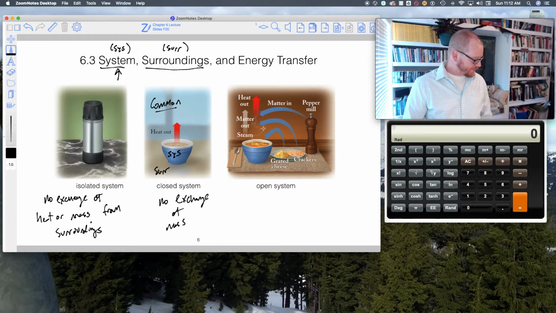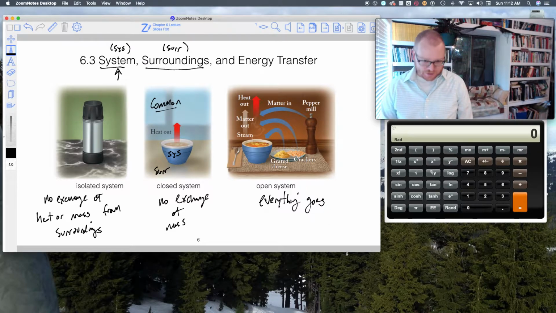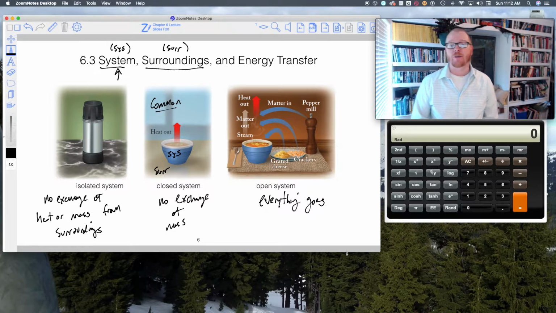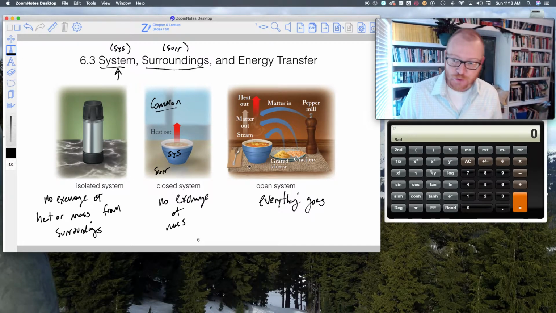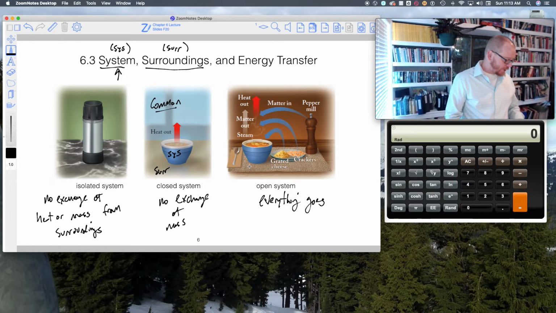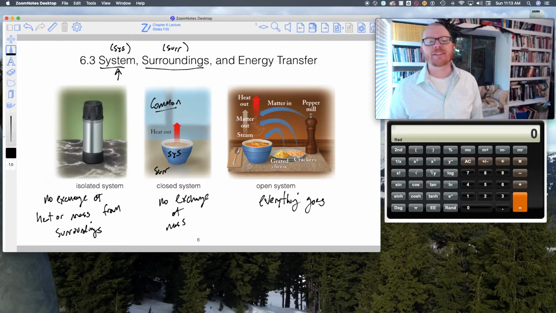Okay? And then finally we have a wide open system. And in the wide open system, or just the open system, I'll just say everything goes. Okay? So not only is it free to exchange heat, it's also free to exchange mass. So like in making this soup right here, and continuing on with this diagram, we can add cheese or crackers or pepper. Like we could add mass to this system, okay? So keep track of those. Isolated, closed, and open, okay?